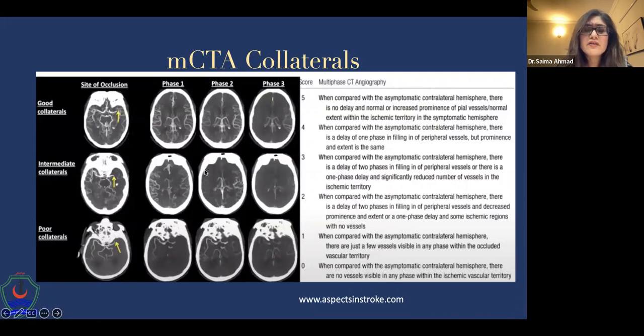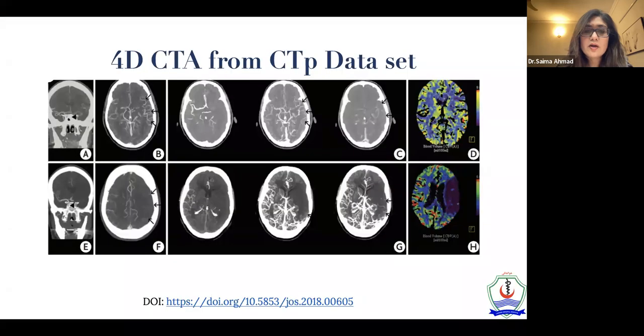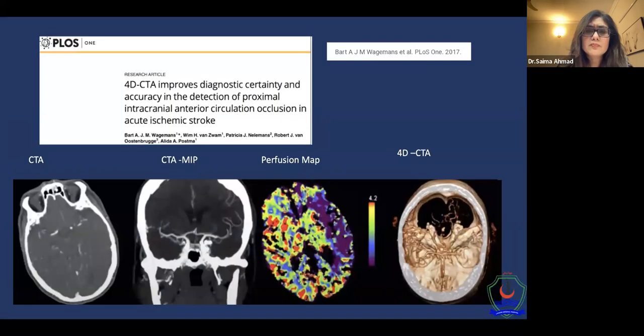One in the arterial phase, then in the early venous and in the late venous phase. And again, you can do the practice here at this website. It is a very good website for this. So again, it is already established. This I have taken from the paper. The 4D CTA you can obtain from the CTP data sets, and it's very easy to do. This is already established.